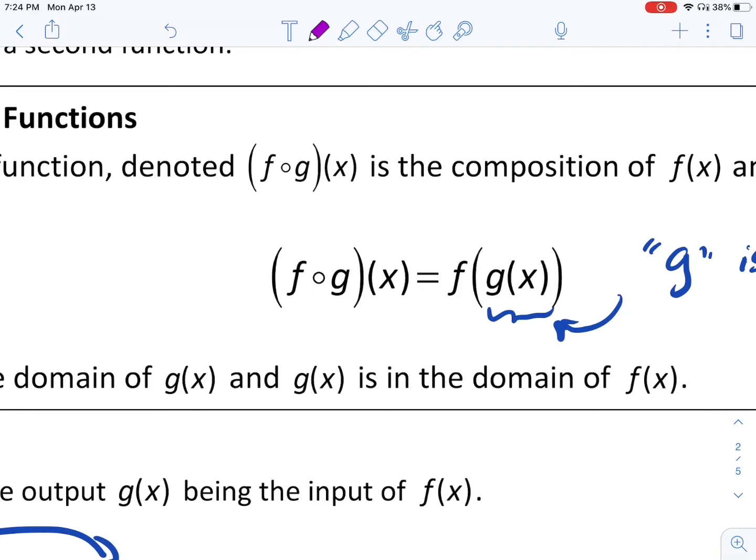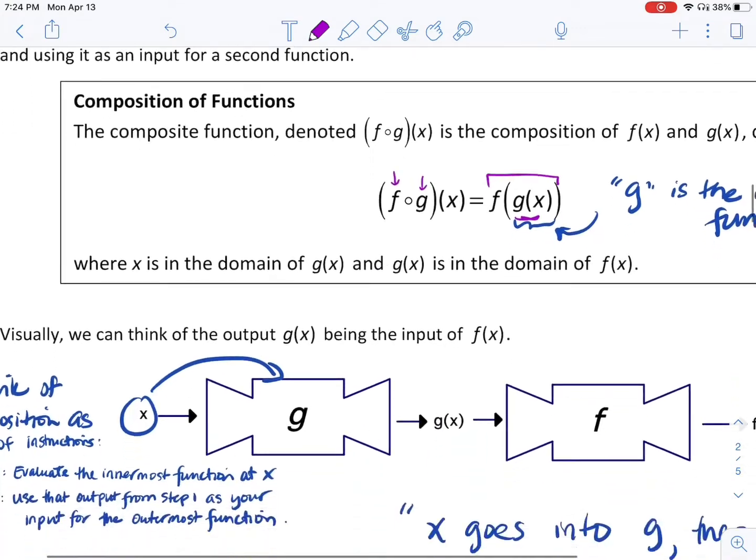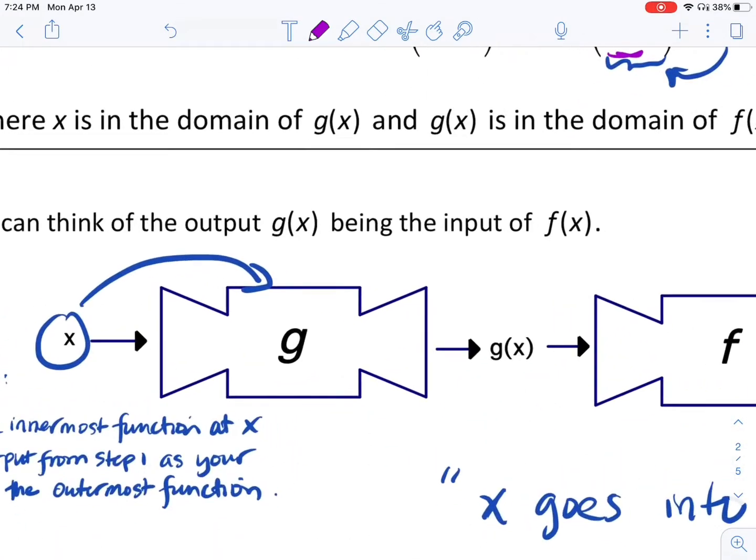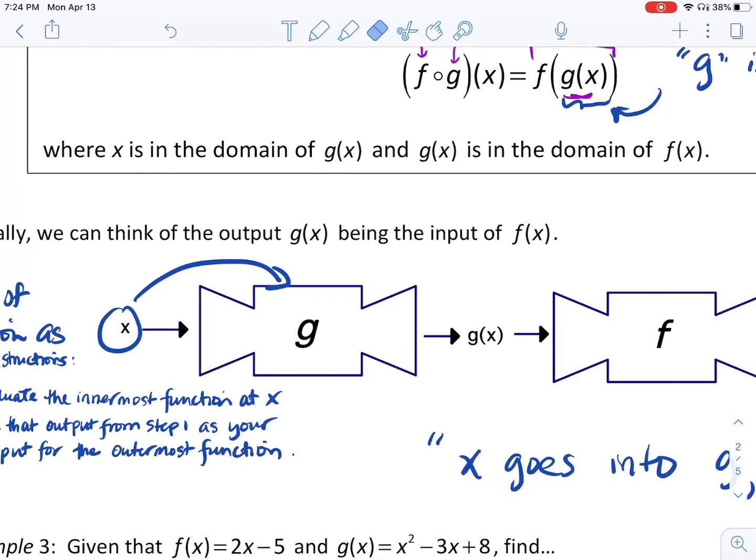People tend to say "fog x," but that's not appropriate. That's not correct. It's f of g of x. And saying it that way tells you exactly how to evaluate f of g of x. I take g of x and I stick it inside of f of x. That output of g is what the input of f is. If I want to think of this visually, there's a diagram where I start with this x value and I substitute it into the inside function.